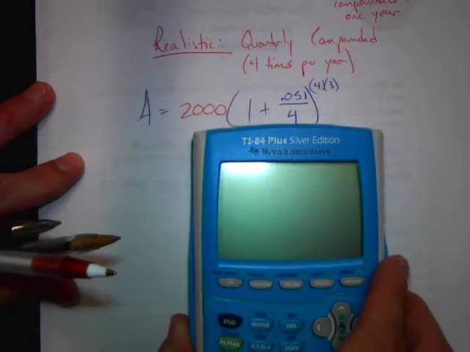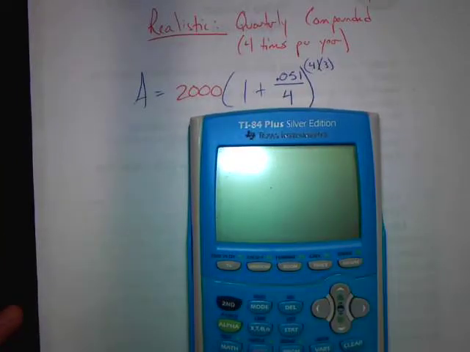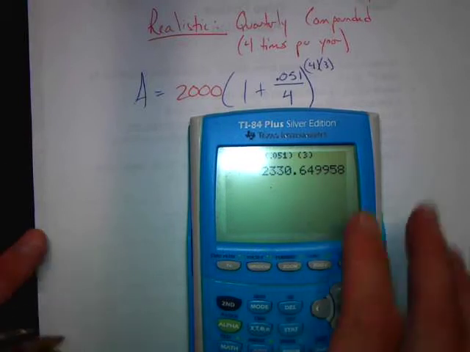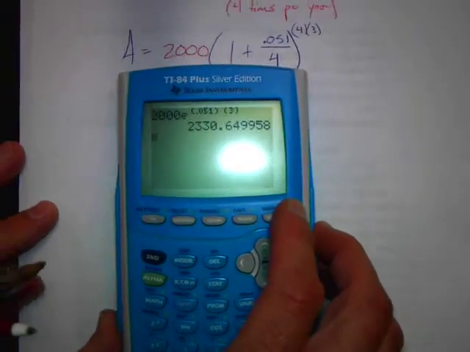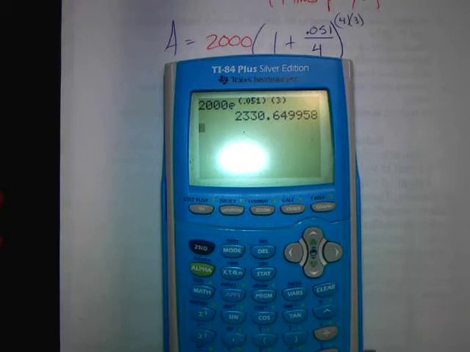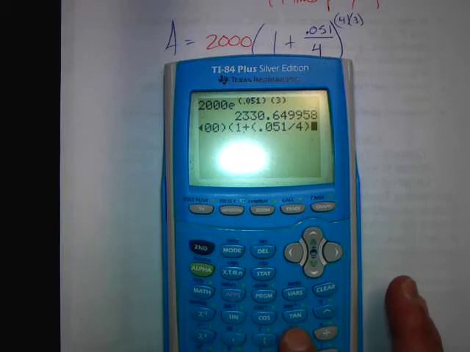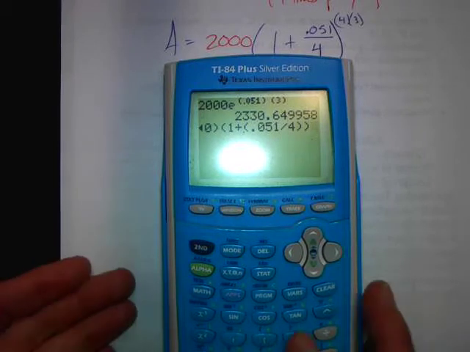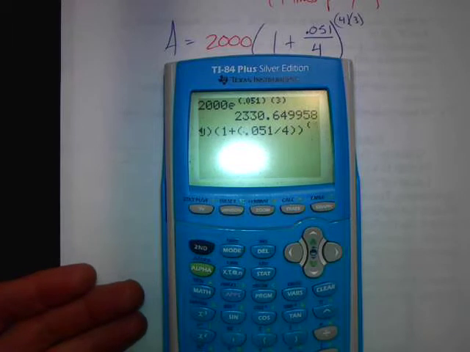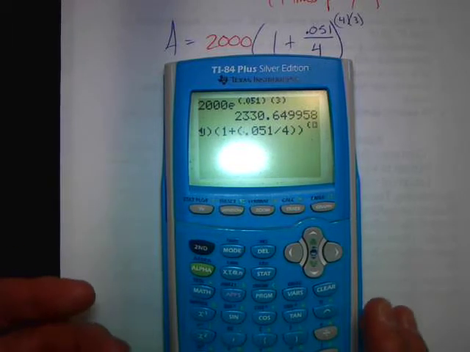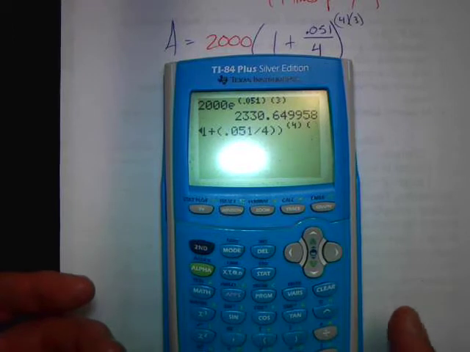So let's do some calculator work, and we'll do the same type of thing. Turn it on. There was the previous result from the fantasy question. So now what if it was reality? I'll use 2 parentheses now. So now it's 2,000 times, this is going to be crazy, 1 plus, I'm going to use another set of parentheses for the 0.051 divided by 4, and I'm going to close that parentheses, and raise that to a power, which of course I'll use more parentheses, 4 times, or I could have put 12, but it doesn't matter. We'll say 4 times 3.